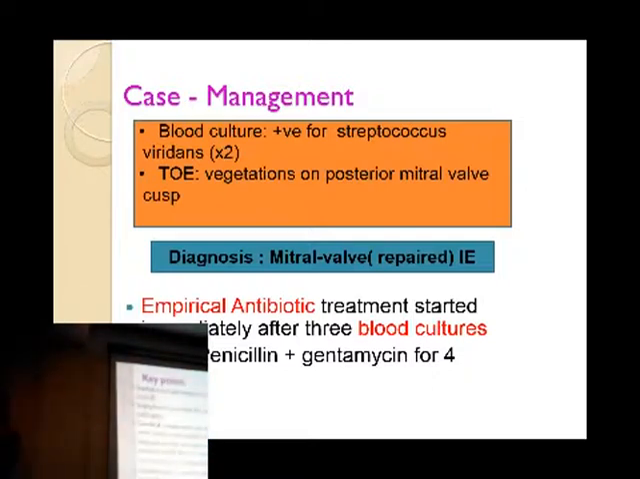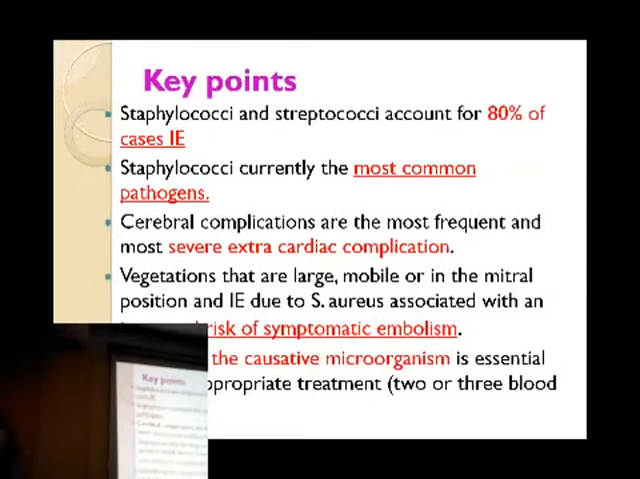Now the key points I try to highlight here: nearly 80% of cases of infective endocarditis are due to staphylococci and streptococci. Staphylococci are becoming the most common pathogen. Cerebral complications are the most frequent and most serious extravascular complications, and the risk of symptomatic embolization is higher when the vegetations are larger, mobile, and in the mitral position, and if it is due to Staph aureus.